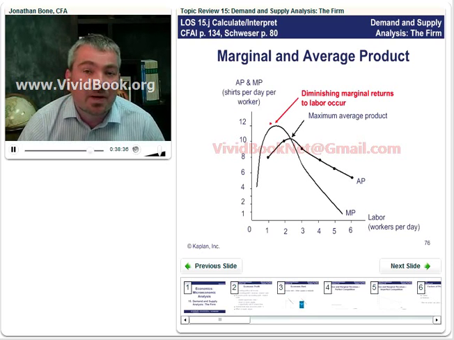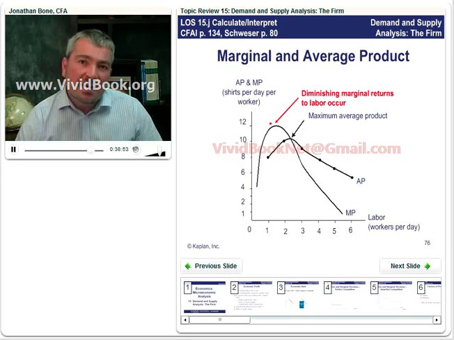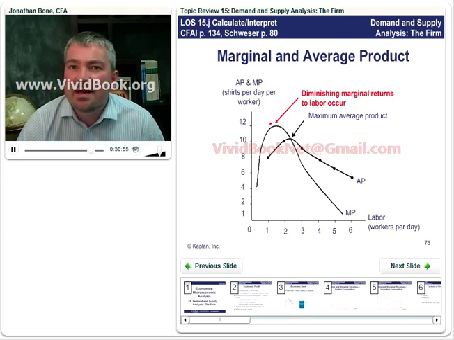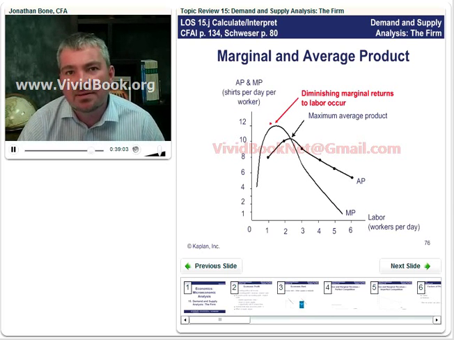If marginal product is greater than average product, the additional output the 1 extra worker is creating is above the average, it pulls the average up. If marginal product is below average product, the additional output 1 extra worker is producing is lower than average, so it pulls the average down. Again, it's very, very important here to note that the marginal product hits average product at the top, at the maximum point of average product.